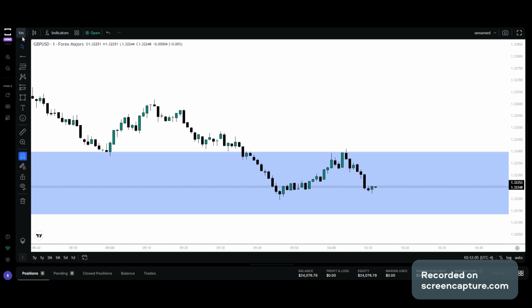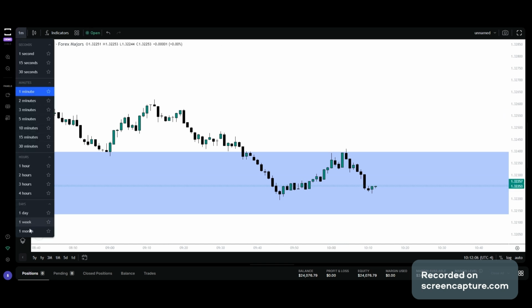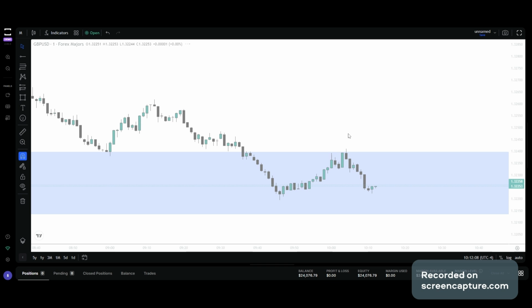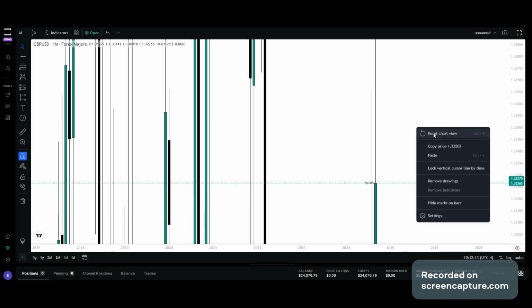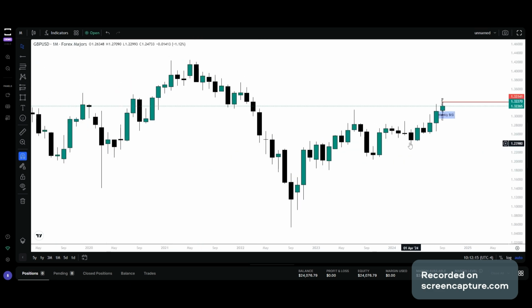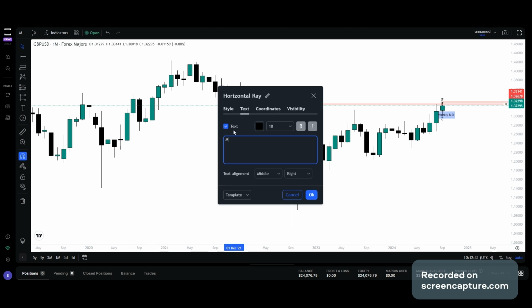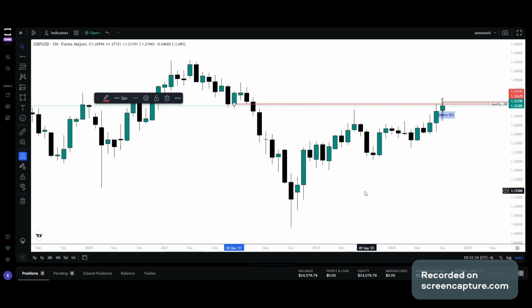One other thing I wanted to note as well on this chart, I'll go out to the monthly, is we have tagged a monthly key level. We hit that level yesterday with the FOMC rate announcement. And that key level is this monthly bearish order block. Right there.